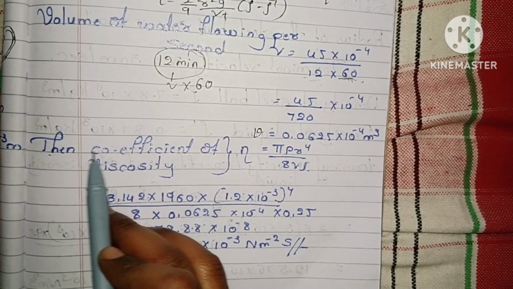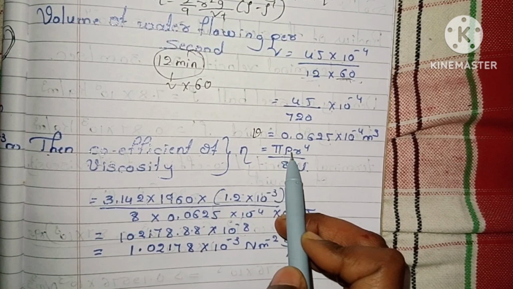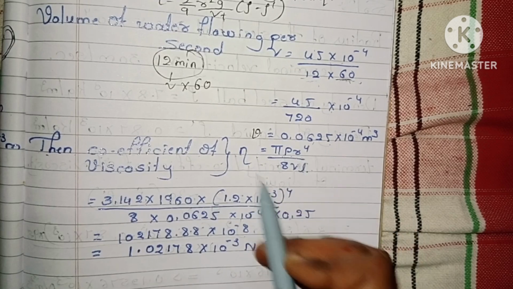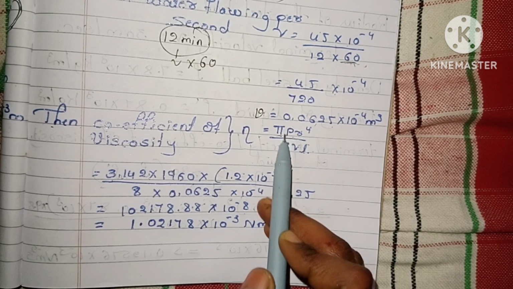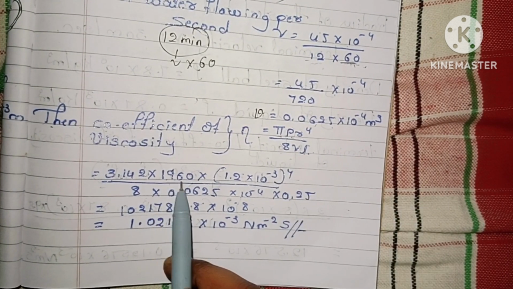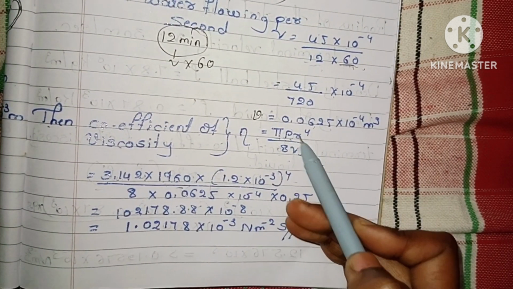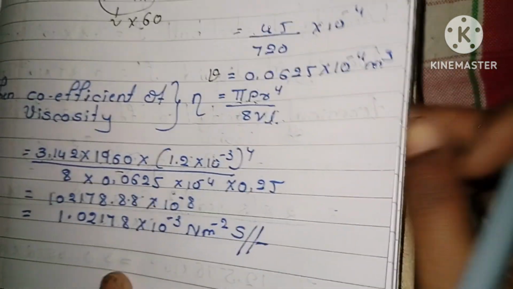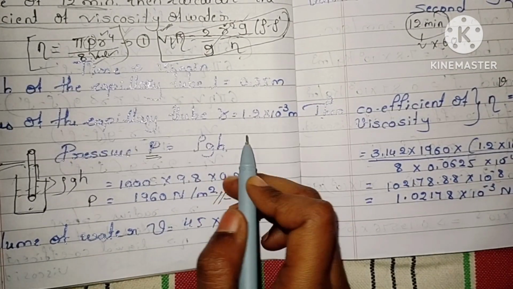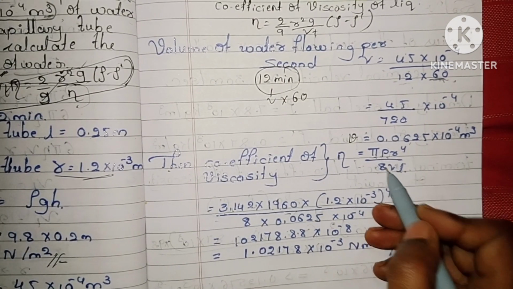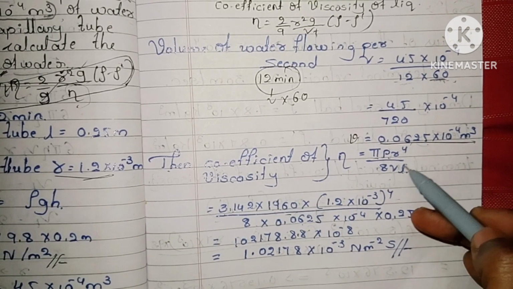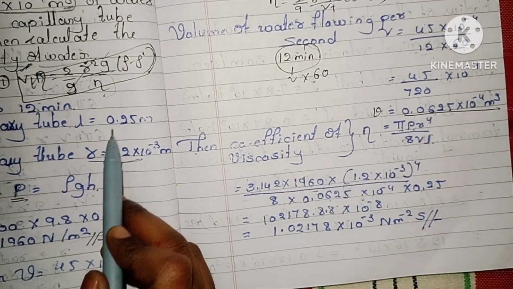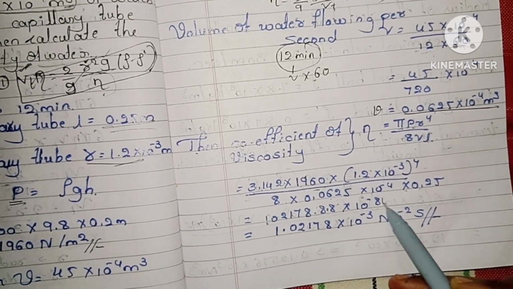Lastly, we need to find the coefficient of viscosity. Eta = π p r⁴ / 8 v l. Substitute all the things. The pi value is 3.142, into the pressure we found, 1960, into the radius to the power 4, which is given, and we substituted it here. 8 as it is. The volume per second that we found, I have substituted, and the length is also given, 0.25 meter. Just solve it and you get this answer.